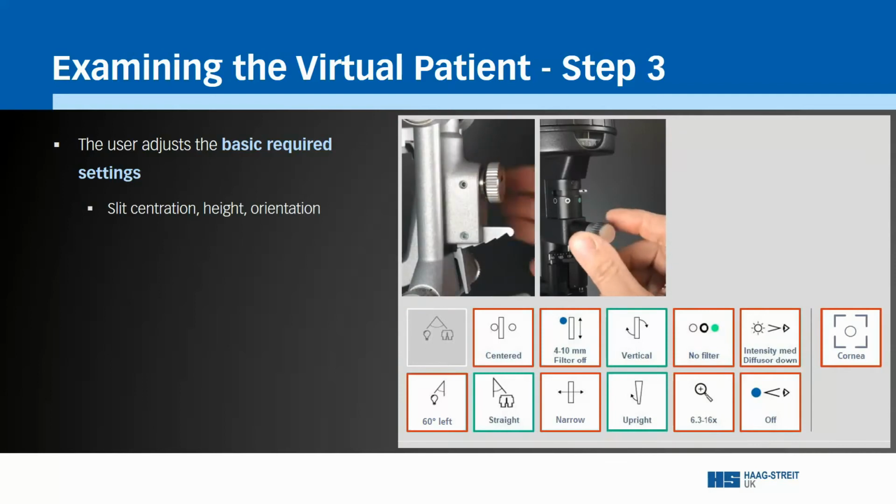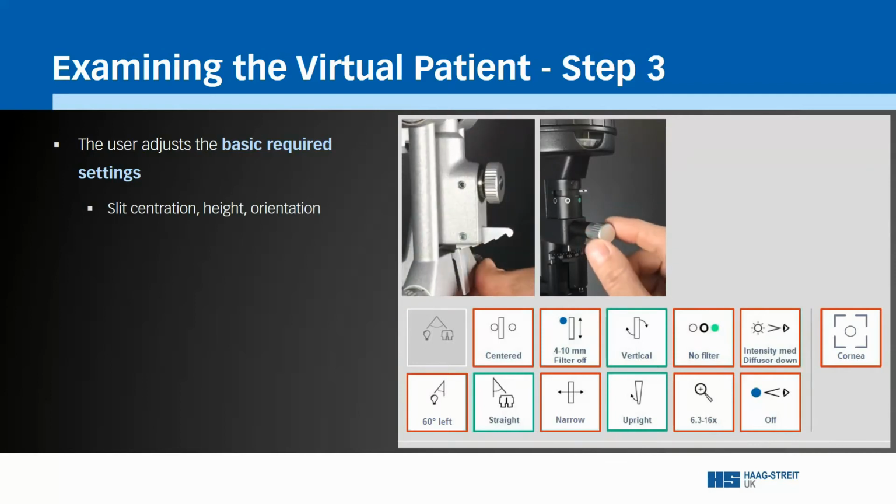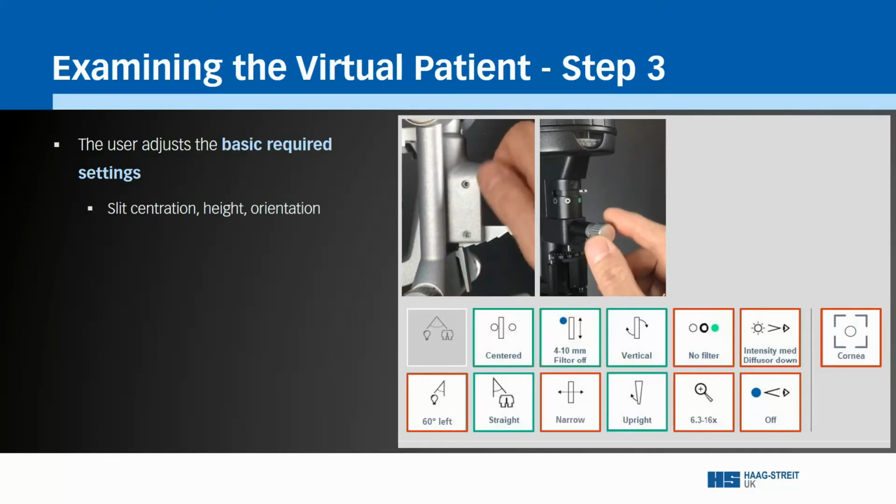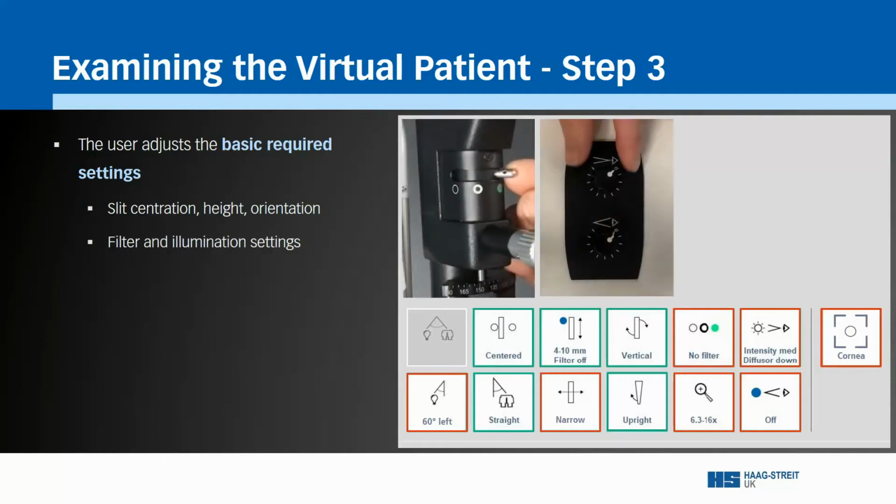Now, adjust the slit centration, height, and orientation. In this case, orientation of the slit was already set. As each desired setting is achieved, the relevant box turns green. Continue with the other settings.